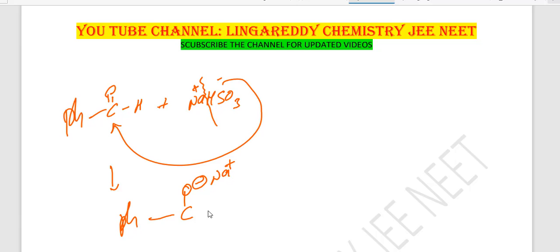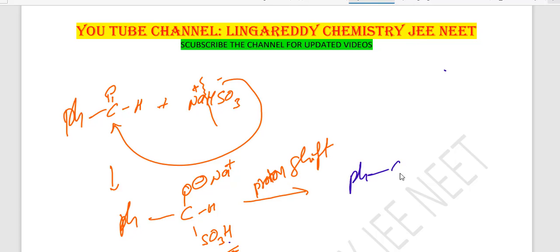next to it Na plus, hydrogen as it is, SO3H. Okay, in both of these it is the alkoxide and the sulfonic acid. Sulfonic acid is the stronger acid, so this proton shift takes place.